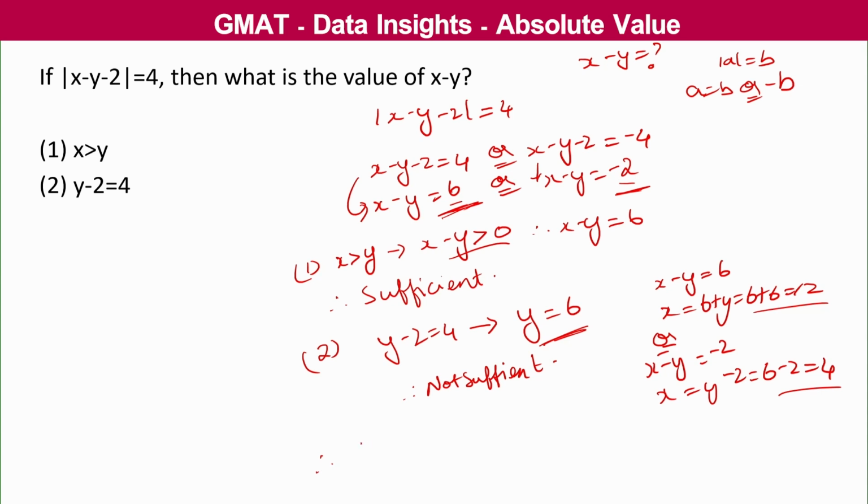Therefore, the answer option is A, where statement 1 is sufficient to answer the question, but statement 2 is not sufficient to answer the question. Those were a few questions on the topic of absolute values for data sufficiency type of questions.